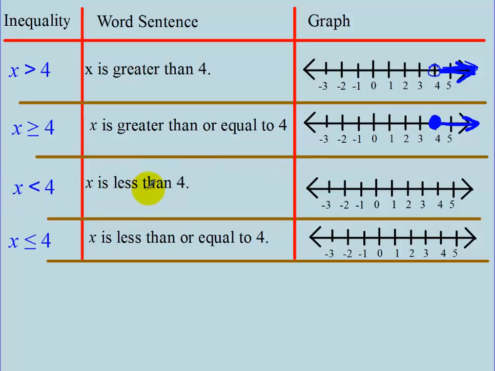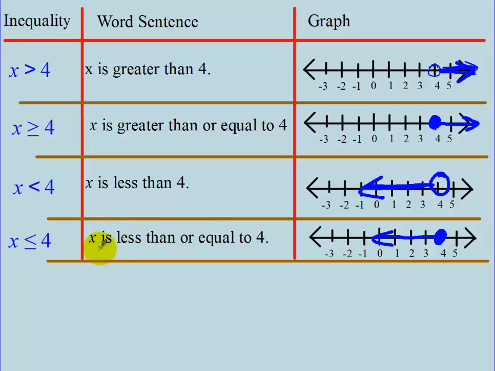All right, x is less than 4. So when x is less than 4, I do an open circle at 4. And less than goes in the negative direction, so my arrow is going to go to the left. And x is less than or equal to 4. Well, or equal to means I put a closed circle at the 4. And then less than goes in the negative direction.